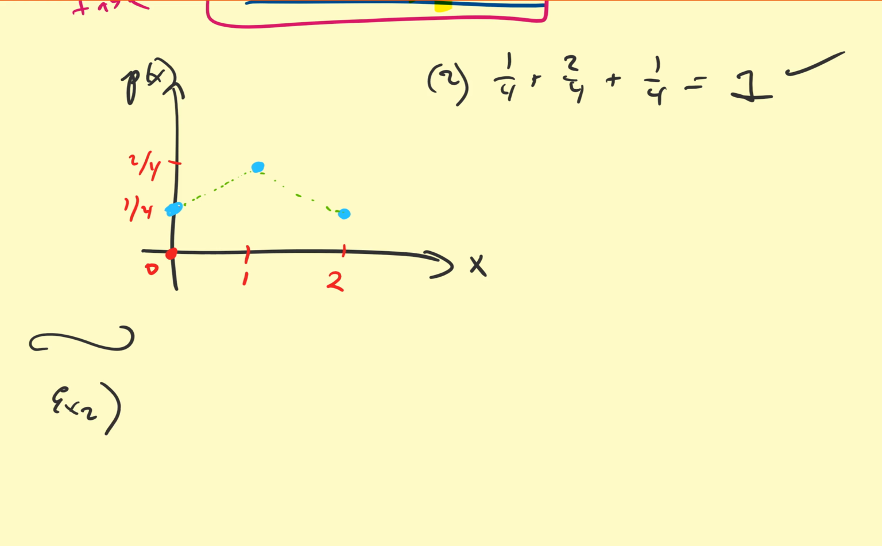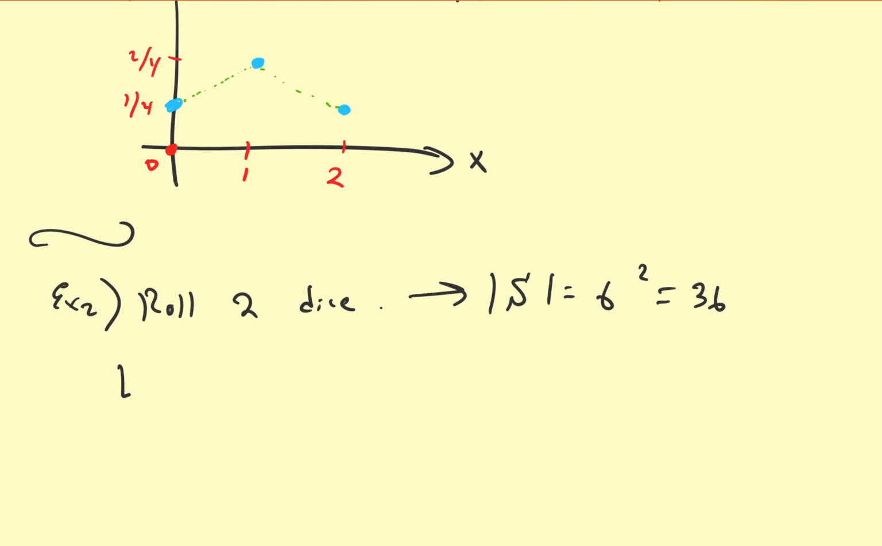So let's do another example. Example 2. So let's roll 2 dice. If we roll 2 dice, then that means the size of our sample space is going to be equal to 6 squared, as before. And we're going to let y represent the random variable of the sum of the dice.